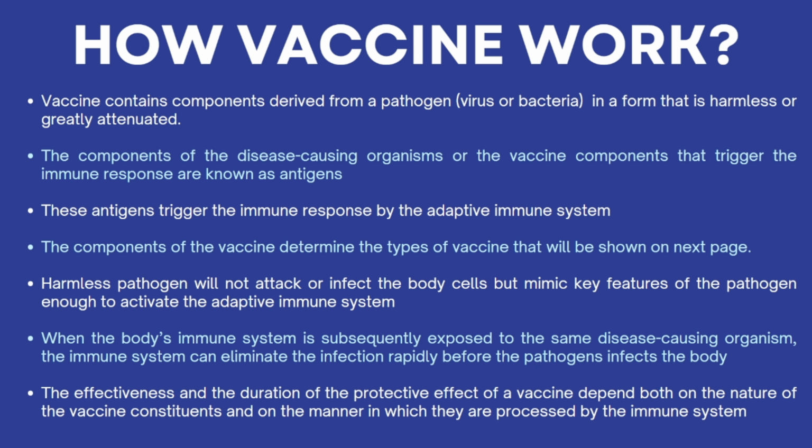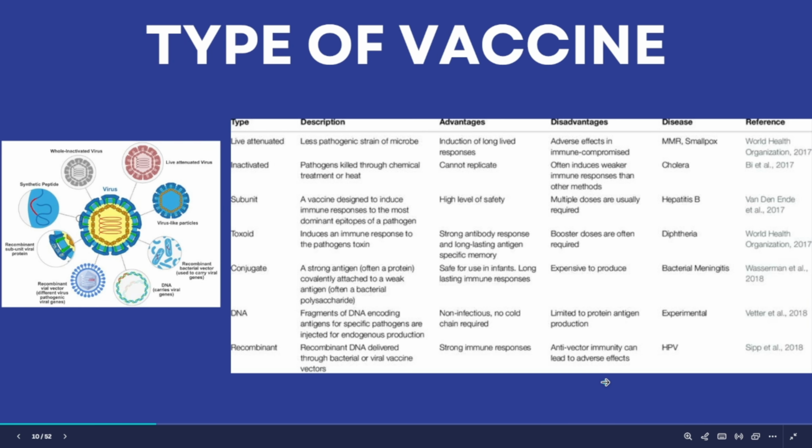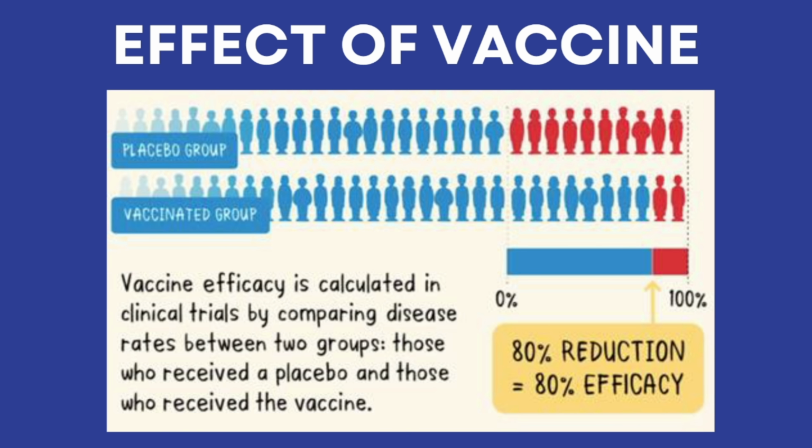So after that, when the real enemy, the real virus, comes into your body, you will eliminate the virus rapidly. You can be activated faster. So the effectiveness and the duration of the effect of the vaccine is based on the nature of the vaccine constituents and on the manner in which they are processed by the immune system. Okay, so this is the effect of the vaccine.